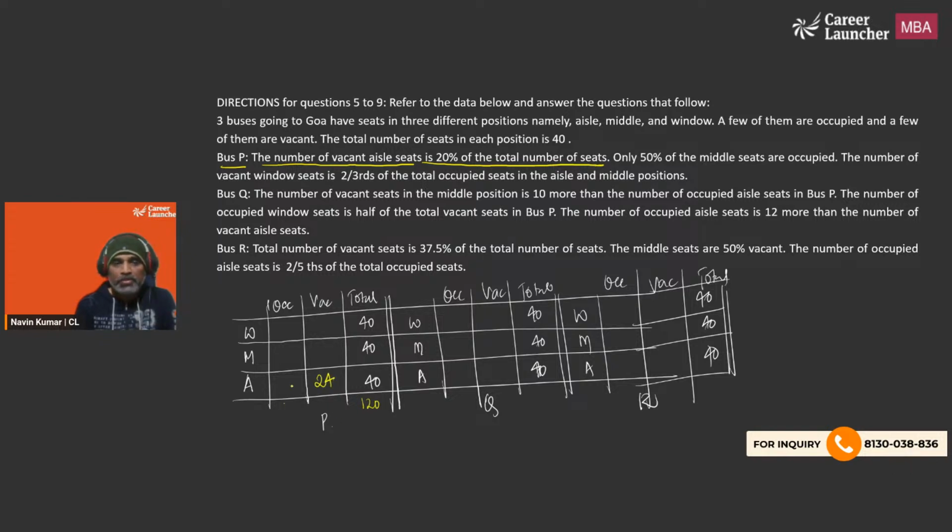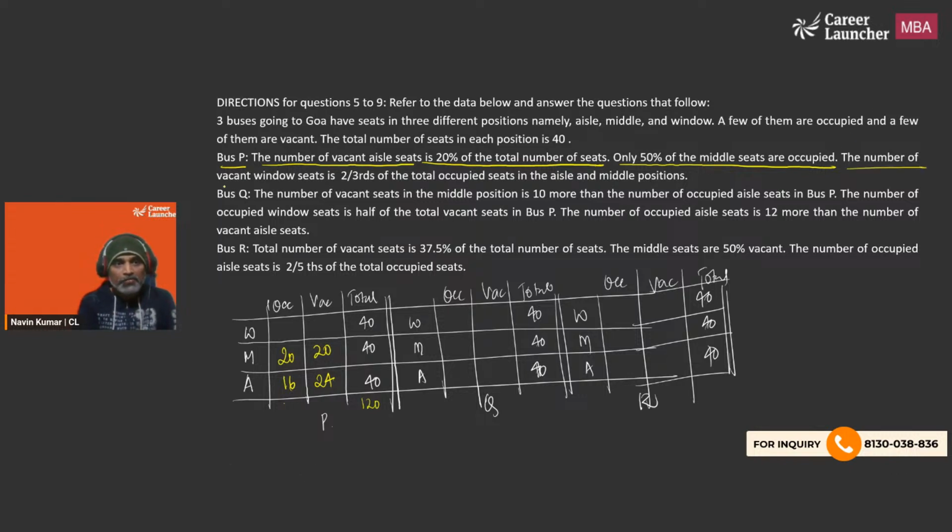Uska ye 24 ho jayega. This is going to be 16. So 24 is not total vacant seats. Next, only 50% of the middle seats are occupied. So middle seats has 40. Uska 50% they are occupied. So that's 20 occupied and 20 are vacant.